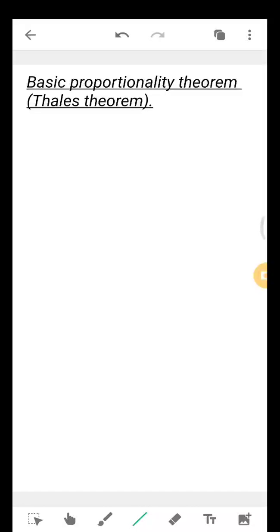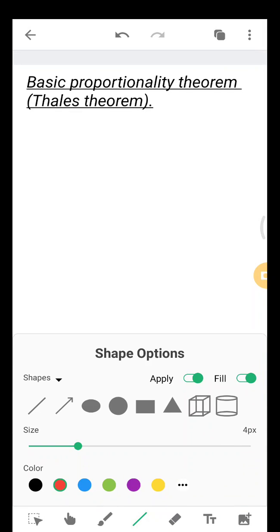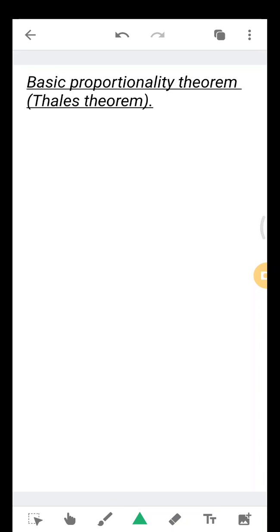Welcome back everyone. In today's session we are going to see one of the most important theorems of triangles, that is the basic proportionality theorem, which is also called Thales theorem because Thales was the mathematician who studied about this. So first, before we start our theorem, we'll discuss a few important concepts which will help you to understand the theorem easily. Okay, so let me explain the theorem roughly first.